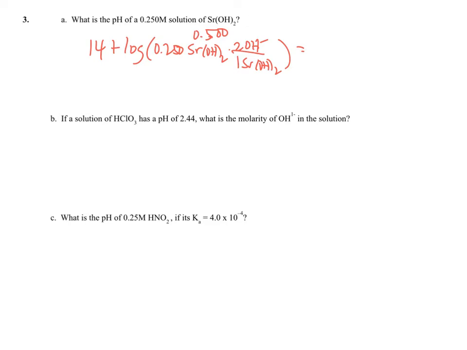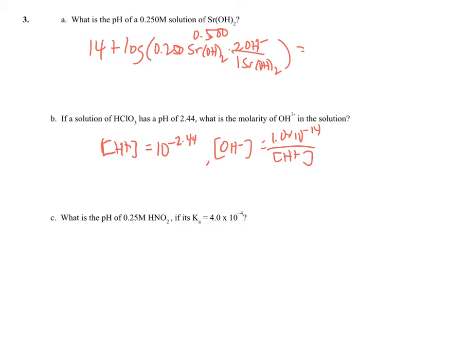If a solution of HCl3 has a pH of 2.44, the molarity of OH minus, well, H plus is simply 10 to the negative 2.44, and then OH minus is 1 times 10 to the negative 14th over that number.